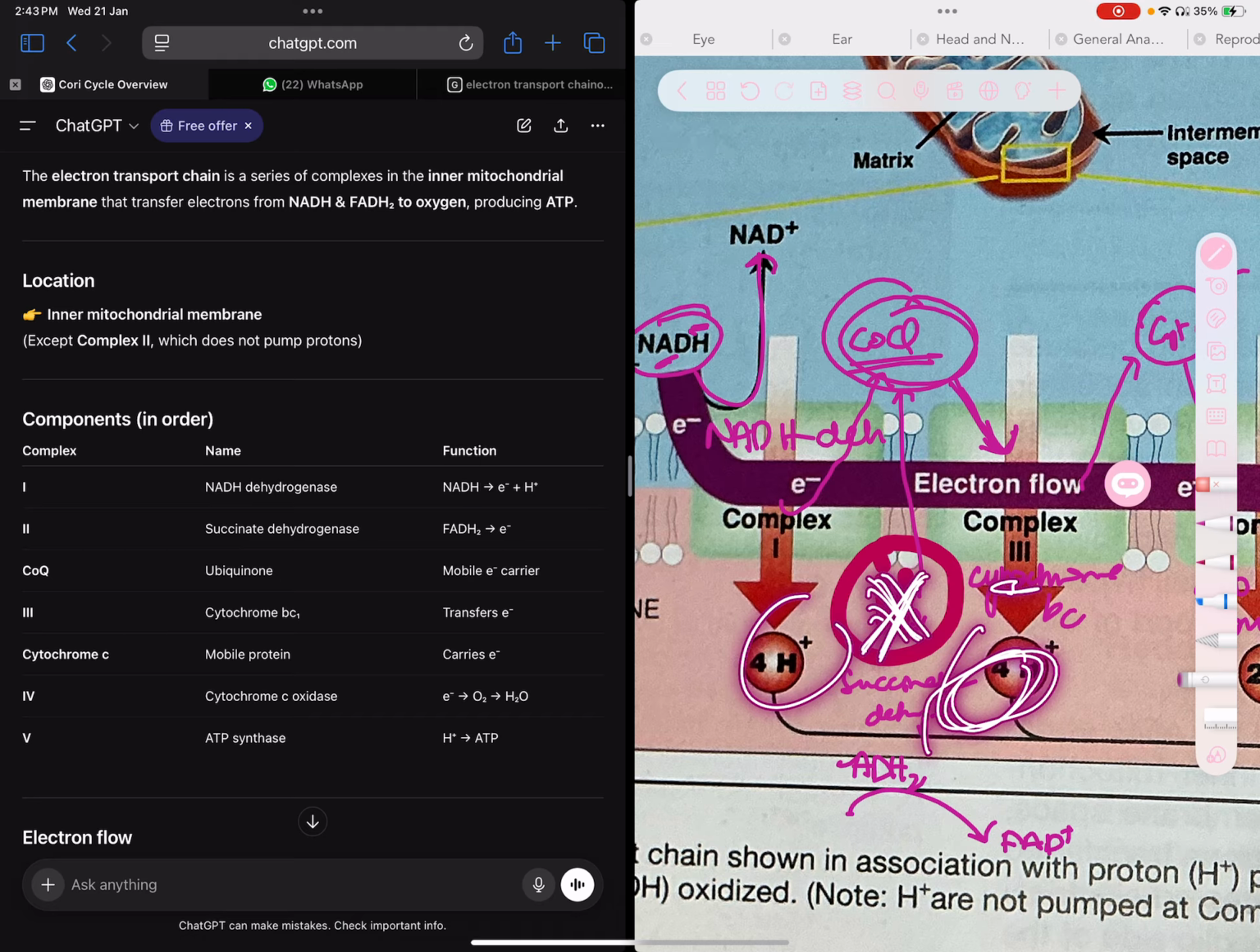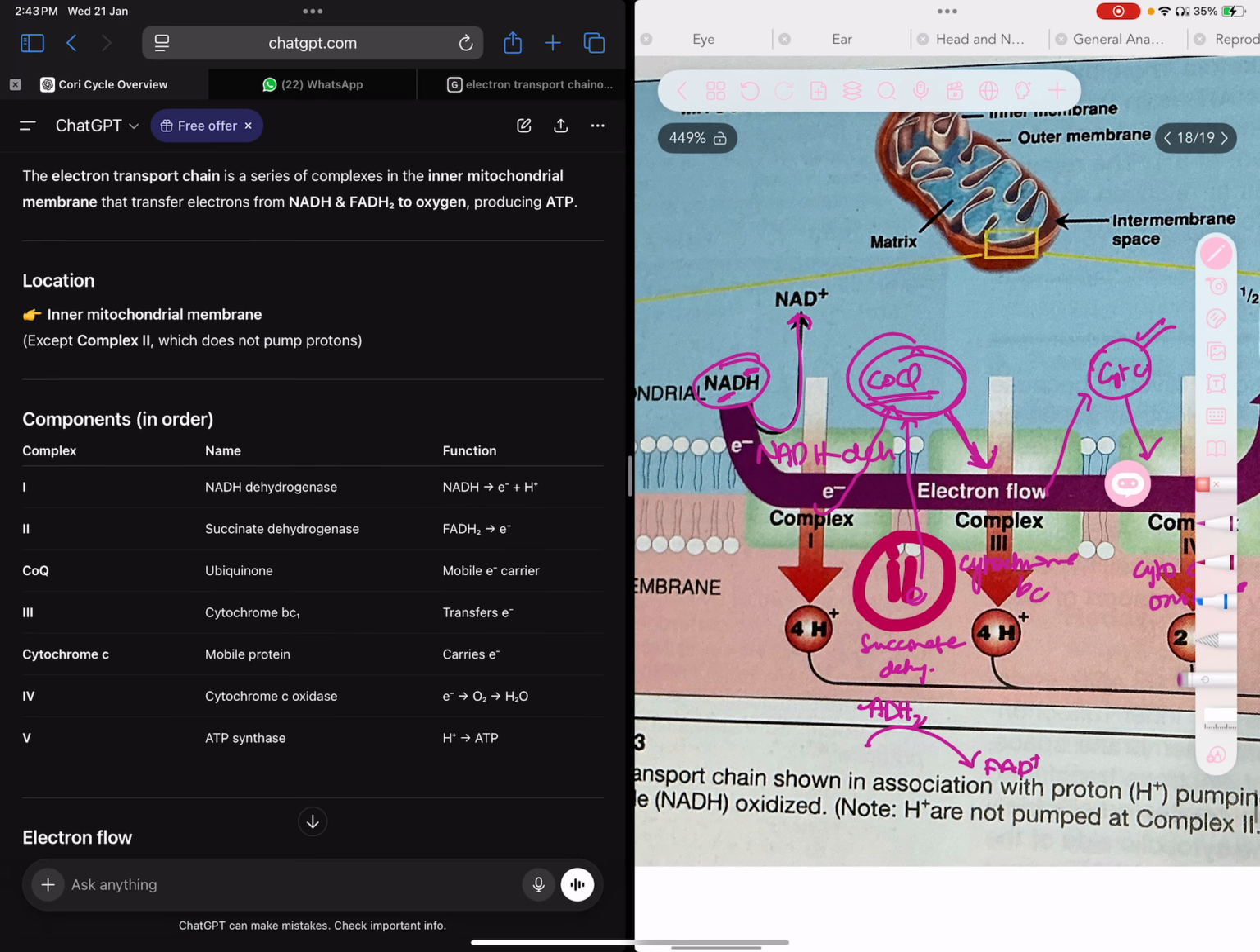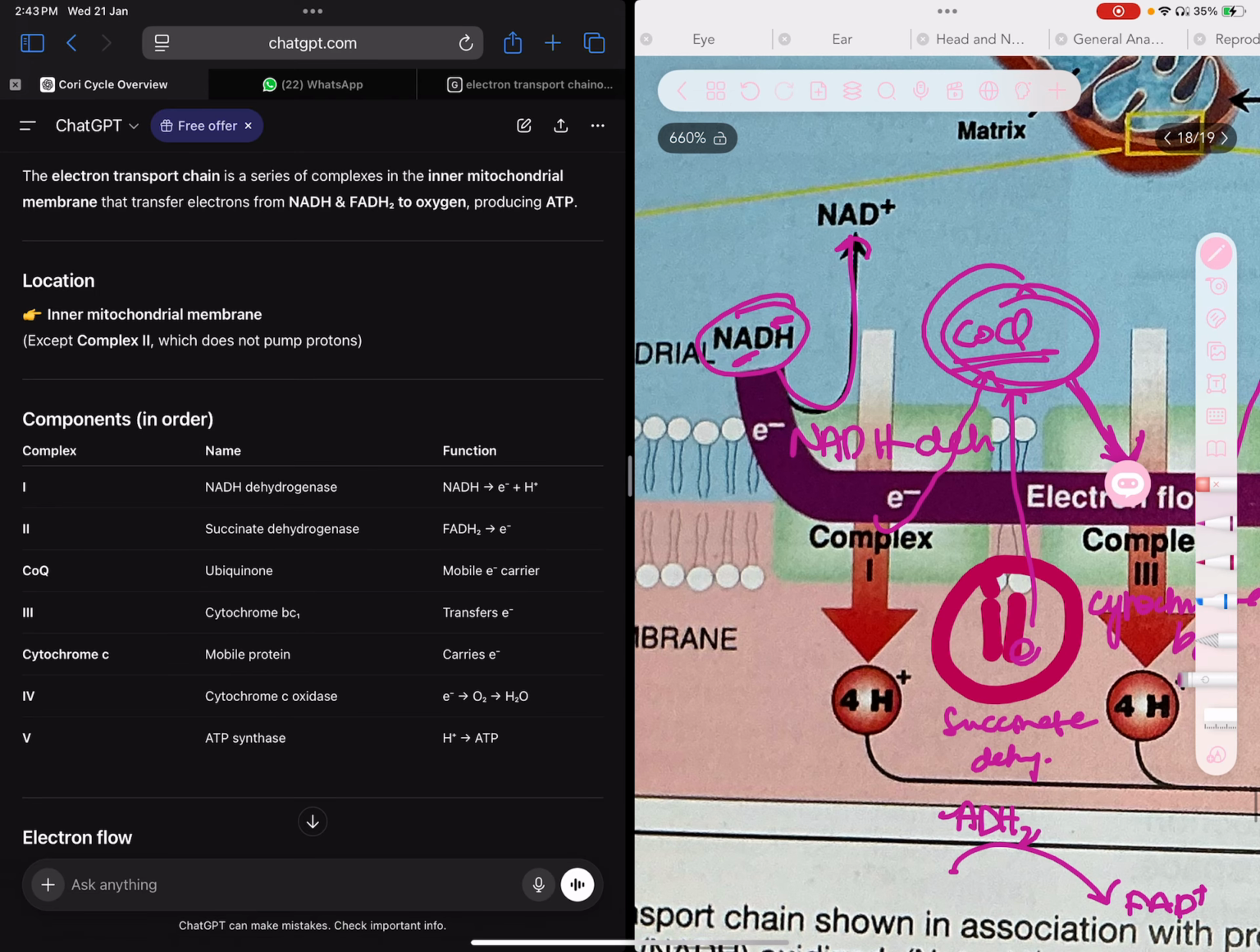That's because there's no energy lost in the process of electron transport here. So how are you pumping these protons? That's because when an electron is being shifted from one complex to the other, there's a certain amount of energy that's being lost.